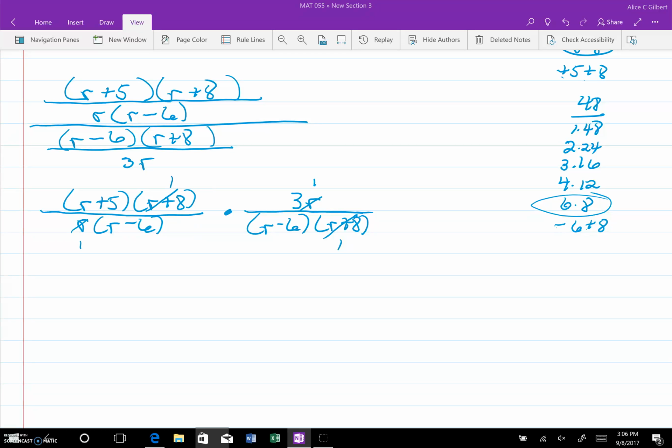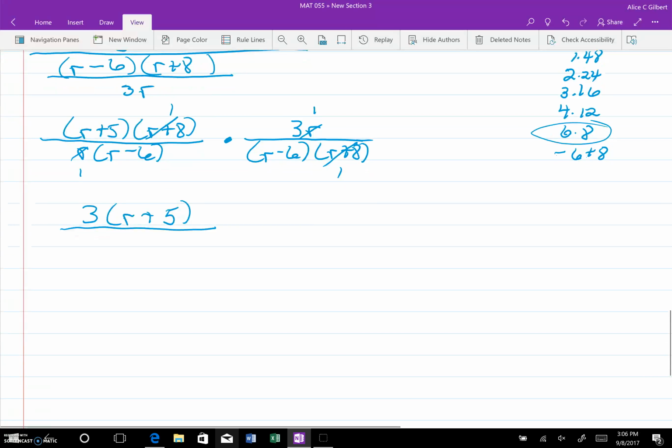So now I've got 3 times r plus 5. Remember, you can multiply that out if you want, or you can leave it in factored form. And in the denominator, I have the quantity r minus 6 squared. There you go, guys. Have fun.